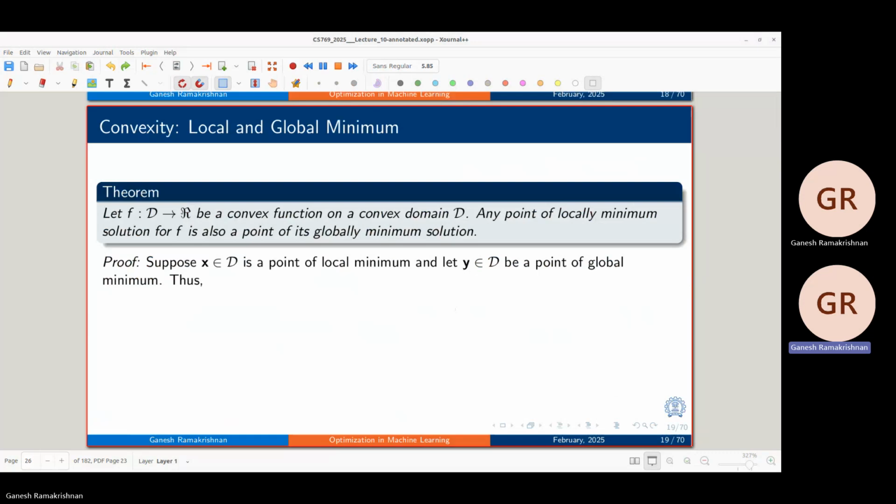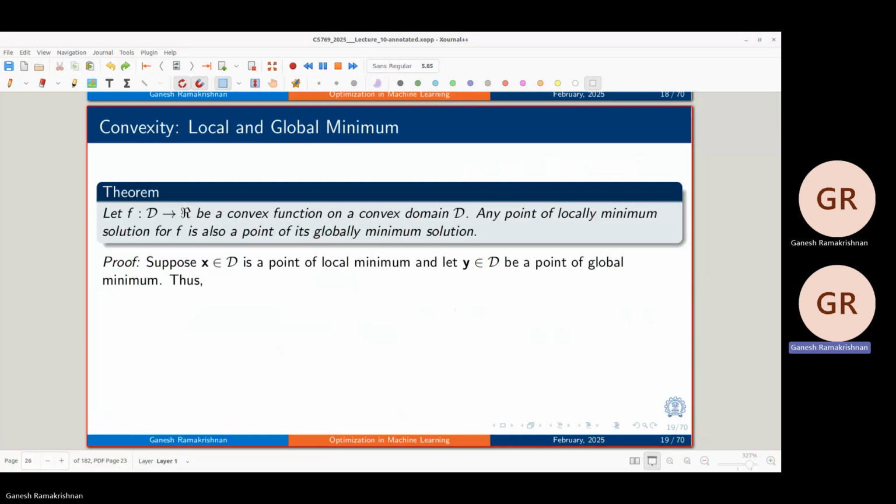The claim is that f of x in this setting coincides with f of y, not x with y necessarily. How do you prove this? What would be your proof methodology? Very simple. Contradiction, yeah, that's one way. You can show that if f of x is taken to be greater than f of y. Let's say, claim.